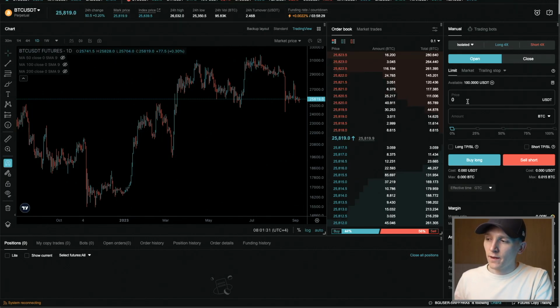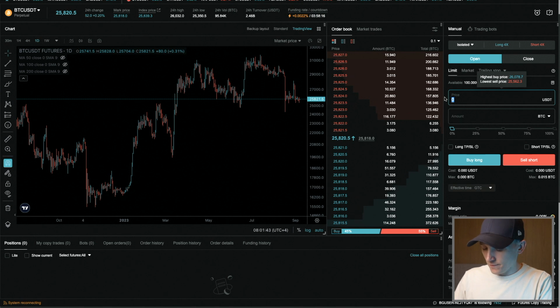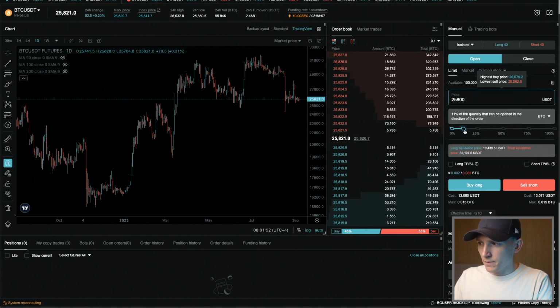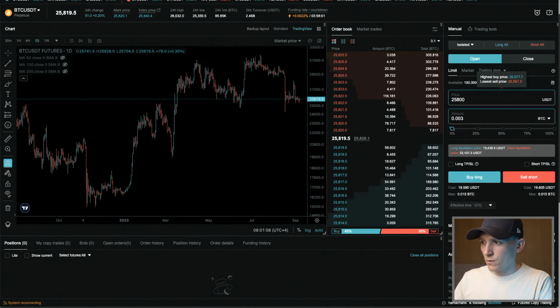The first is the total value of the order in the market. And the second is the actual cost of the order to us, because those things are different because we're using leverage. So what we're going to do is choose a limit order, and I'm going to choose a price of 25,800. And then we're going to choose an amount of BTC that we want to go ahead and buy. I'm going to open a long position here. So we'll just slide it up as well. You can see that, but we're going to trade around 0.003 Bitcoin.